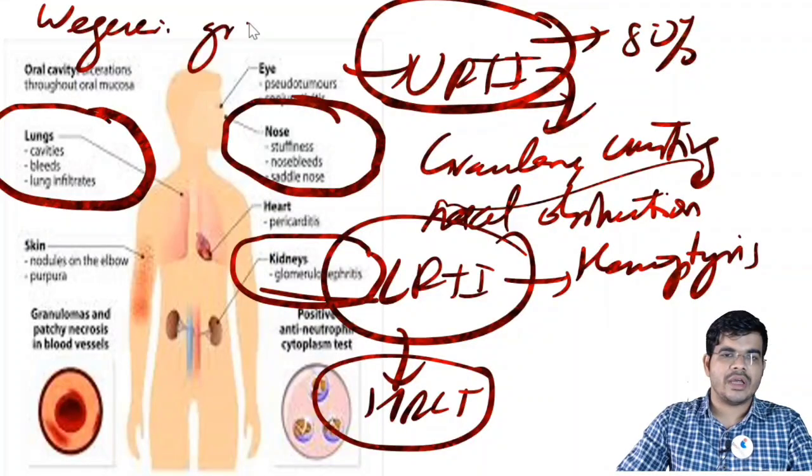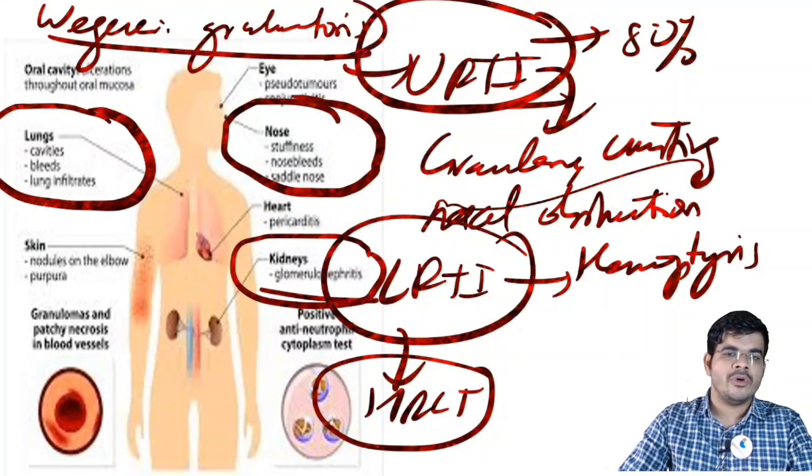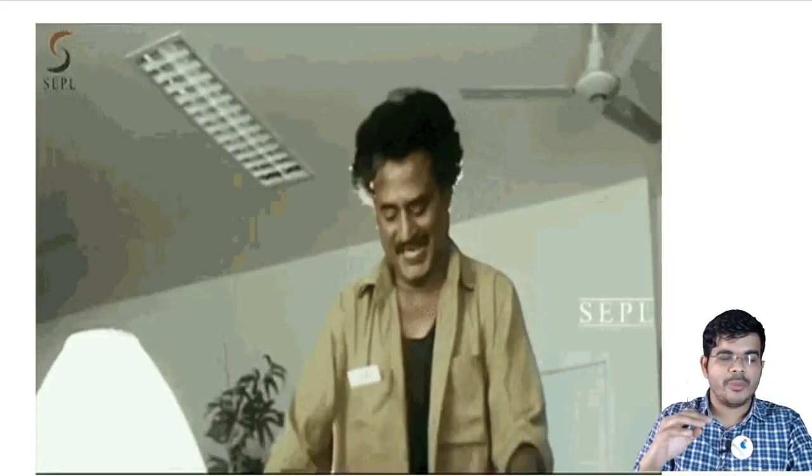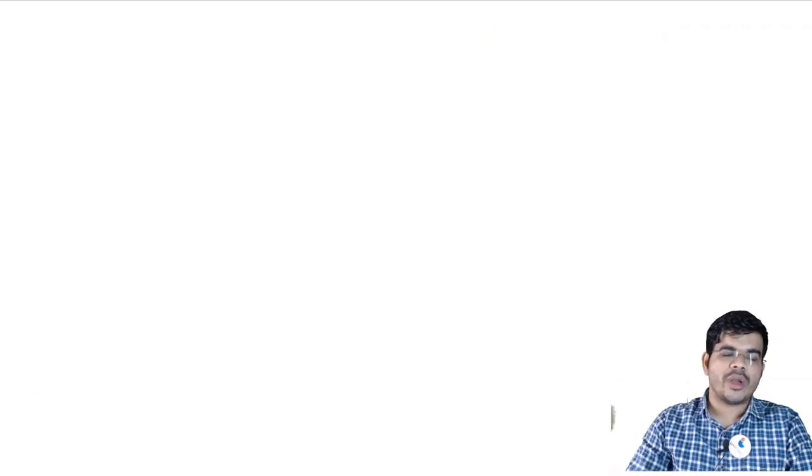Wegener's granulomatosis. Okay, this used to be the old name. The newly detected terminology is another one. What is that? It is called granulomatosis with polyangiitis. Granulomatosis with polyangiitis is the newer terminology. So when you are asked about granulomatosis with polyangiitis, don't get confused. What is being talked about is Wegener's granulomatosis.